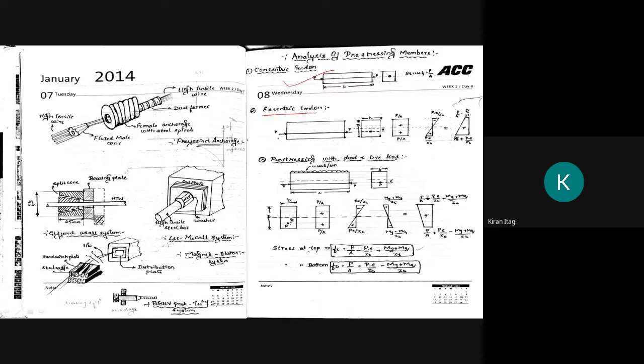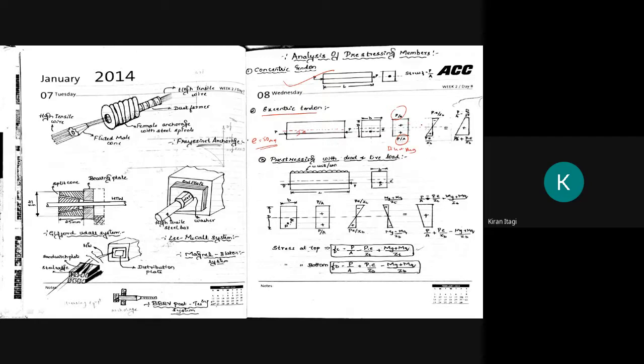Then what about the eccentric tendon? This is my neutral axis, and the tendon, you can see, has an eccentricity of say 50 mm, e equals 50 mm. He will give the cross section, and this is the direct stress.